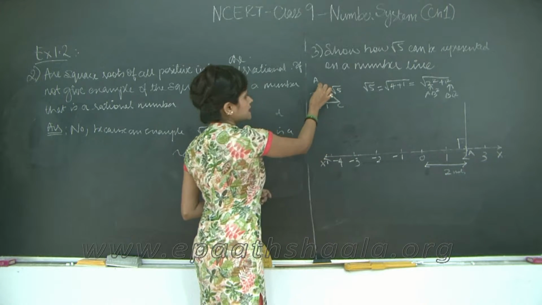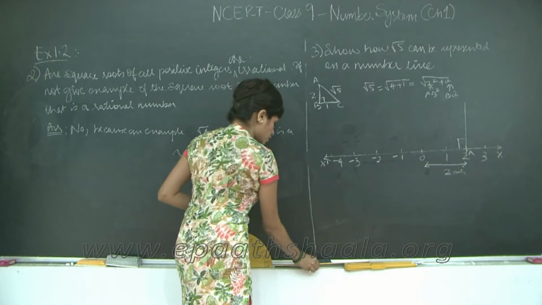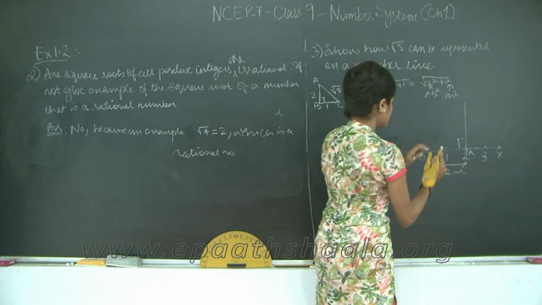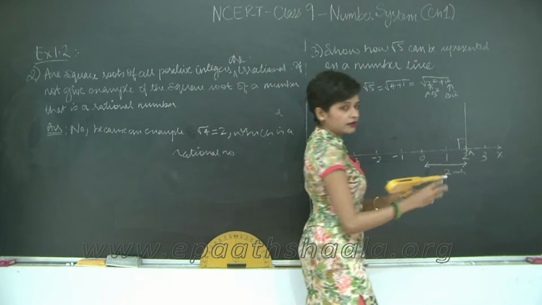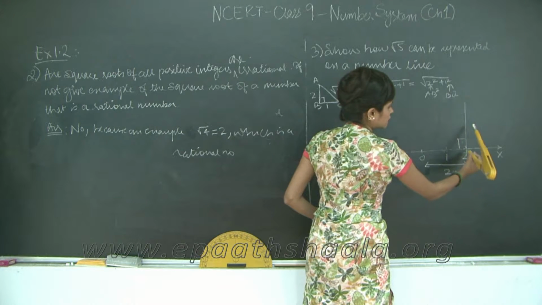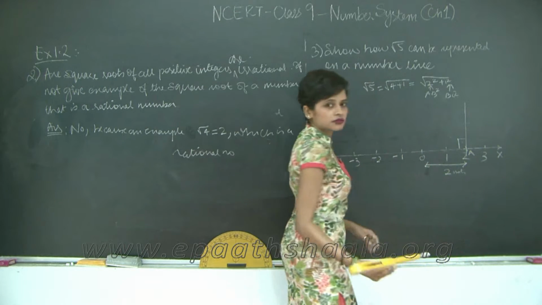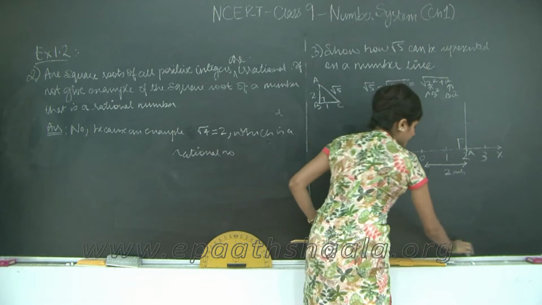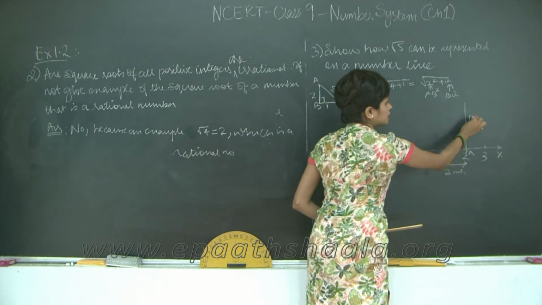Now we need to mark the other side, BC, which is 1 unit. So I am going to take 1 unit, since 0 to 1 is 1 unit. With A as my center, I cut an arc of 1 unit on this perpendicular line. And now I am going to join points O to, let's say, B.